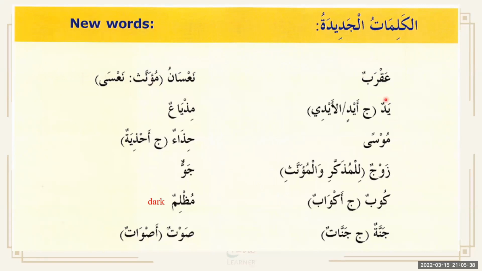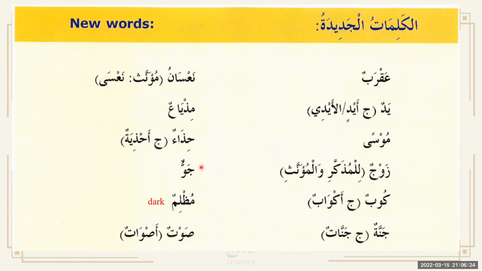Yadun, hand. Aidin or al-aidi. Midhya'un. What is the meaning of midhya'un? Today we have seen this word. Midhya'un, radio. Musan, razor. Hida'un, shoe. Ahdiyatun is the jama of that. Zawjun lil muzakkari wal muannathi. Zawjun means spouse, both for muzakkar and muannas.